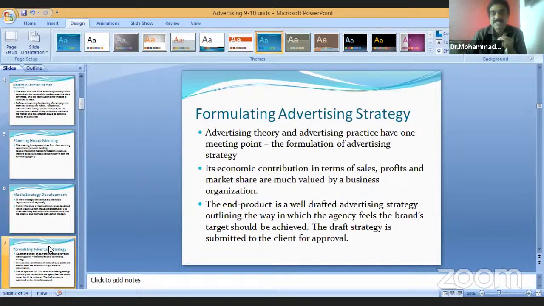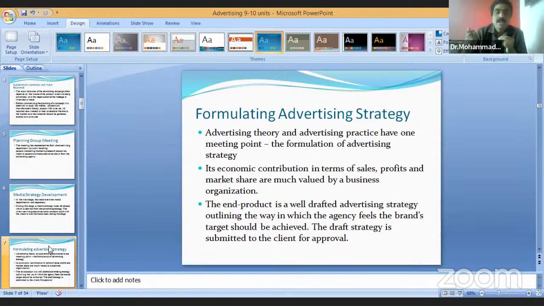Next, formulating the advertising strategy. Advertising theory and advertising practice have one meeting point: the formulation of the advertising strategy. How we need to evolve the particular strategy, to go on and reach the target.